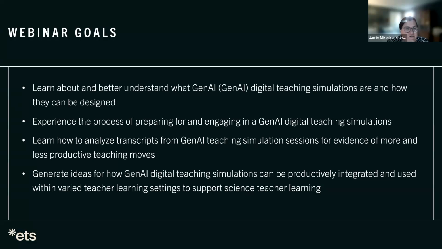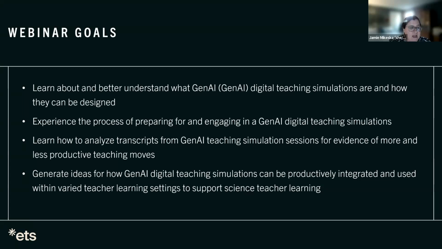You will actually get a chance to prepare for and engage in a GenAI digital teaching simulation today, just like a teacher would in a professional learning setting. So you'll get to experience that and see what it's like from that perspective. You'll also have a chance to analyze a transcript from a GenAI teaching simulation session, the same one that you'll prepare for and engage in. You'll analyze the transcript for evidence of different teaching moves that a teacher used to practice eliciting student thinking about a science topic.